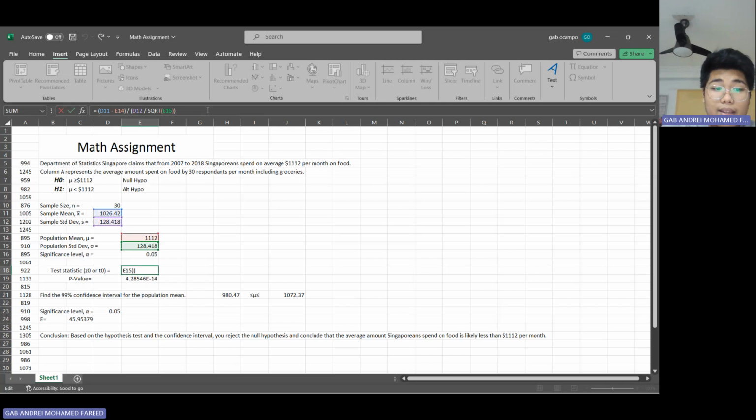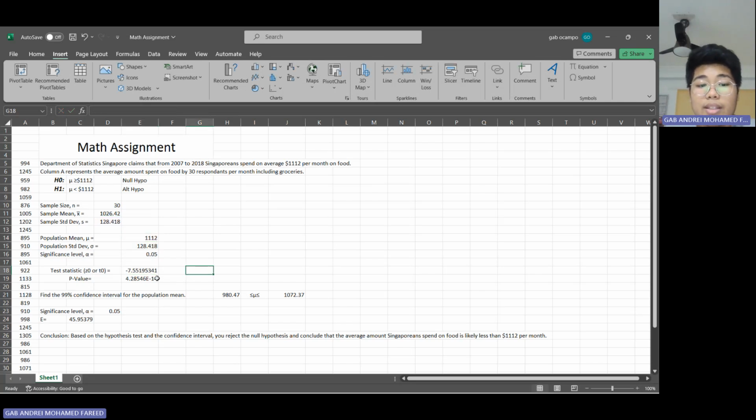As you can see here, I take my sample mean minus my population mean, over my sample standard deviation over the square root of the sample size. As you can see here, I got a negative value. This tells me that my sample mean is less than the population mean, which is true.